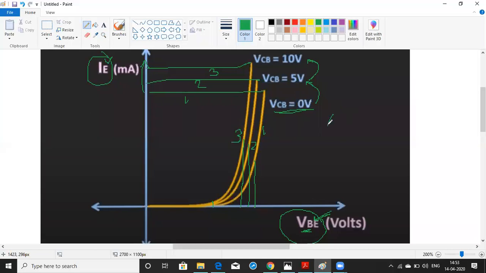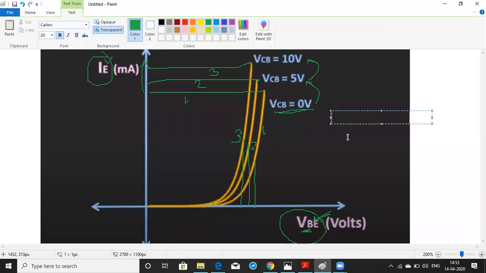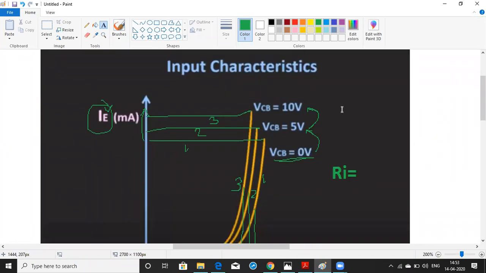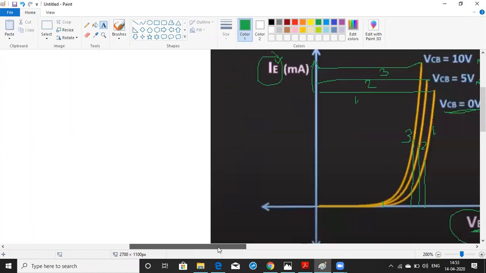So we could also find out the resistance. We are going to call this resistance the input resistance. Input resistance is the change in VBE divided by the change in emitter current. The change in the voltage at the input side divided by the change in emitter current will give you the input resistance. Okay, so these are the input characteristics of a common base configuration.